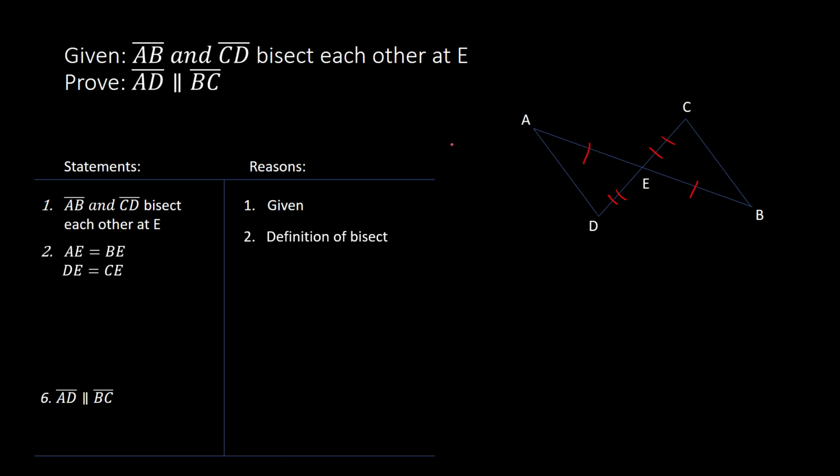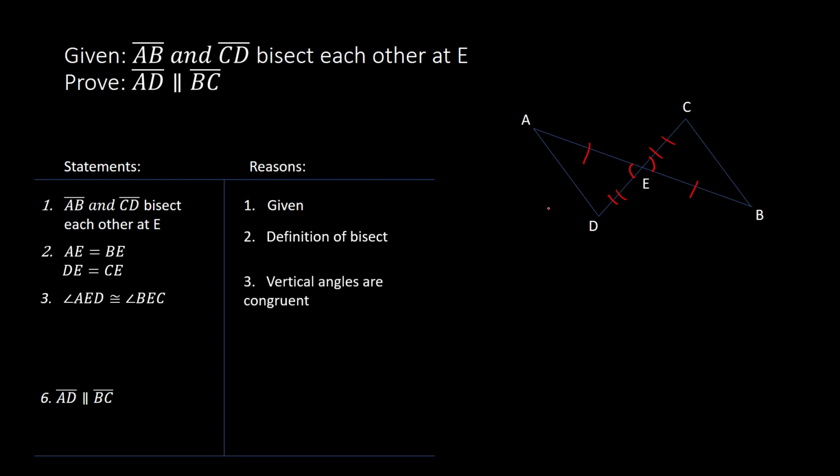Now we have two segments that are congruent, and maybe we can find either another segment or another angle that is congruent. Well, notice that we have vertical angles right here. These two angles that are across from each other are vertical. Vertical angles are always going to be congruent. So we can say that angle AED and angle CEB, or BEC, are congruent. And the reason is because they're vertical angles.